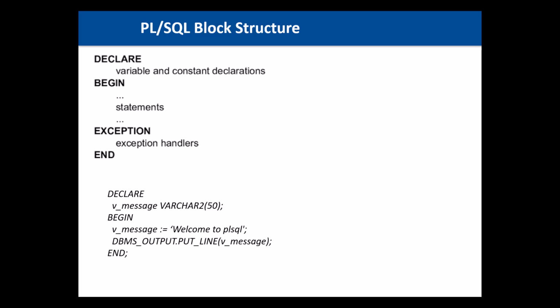Here, the exception section is optional, whether we use it or not. I skip the exception here because I'm going to print only one variable message. In these cases, I believe we don't want any exception, so I'm not mentioning the exception. Okay.